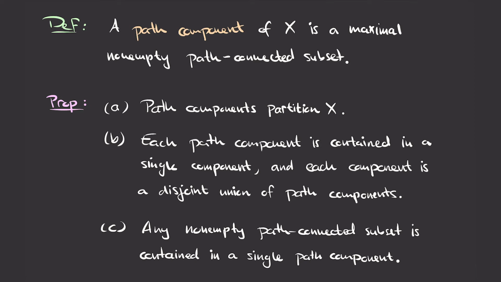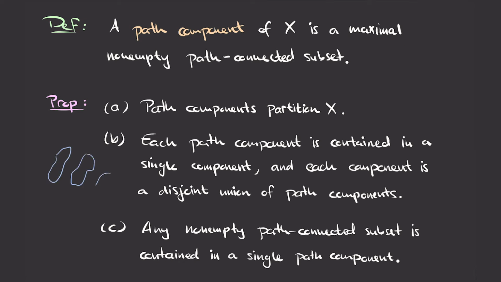So the way to think about path components is that they're somehow a finer partition of our space than the components, and this follows from the fact that path connectivity is a stronger property than connectivity. And the final property C for path components says that any non-empty path connected subset is contained in a single path component. That's exactly analogous to the previous property we proved for components. So I'm not going to prove any of these because, as I said, the proofs are exactly the same as for components.